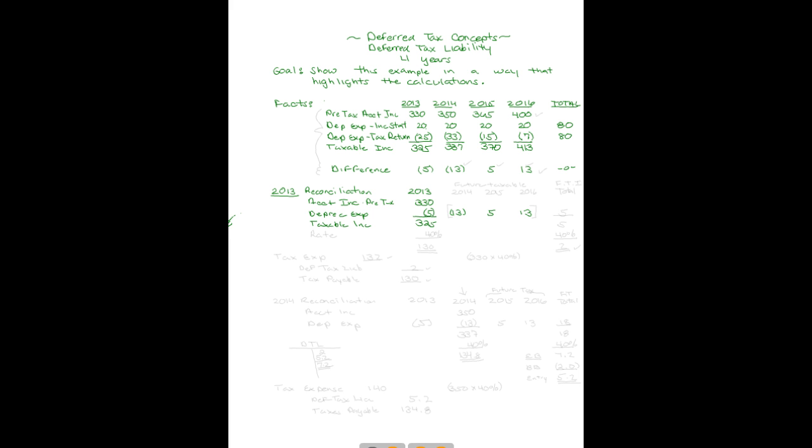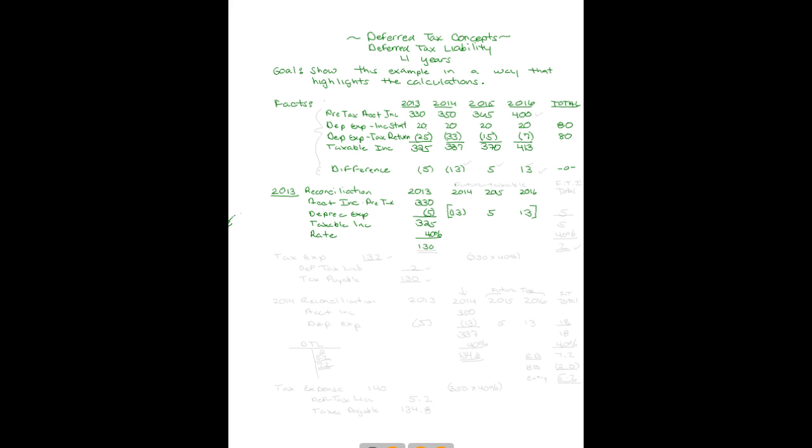Let's assume that we have a 40% tax rate. So let's go ahead and calculate that. Our rate is 40%, and 325 times 40% will be 130. Now this is the amount that's going to be future taxable. In 2014, this will grow. In 2015, it will reverse. 2016, finish reversing.